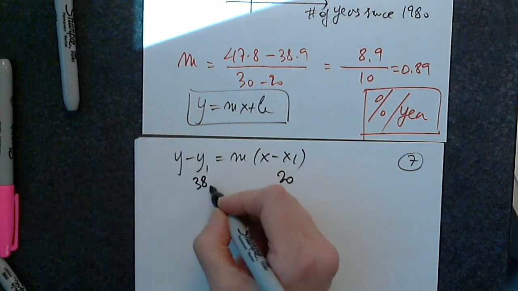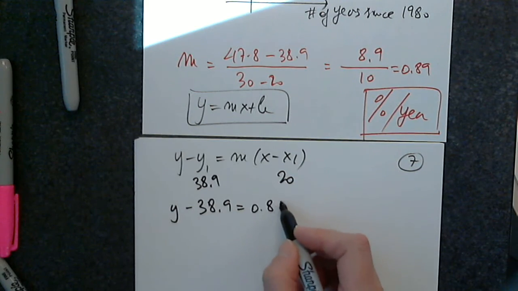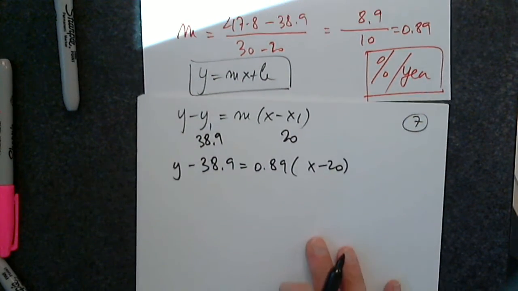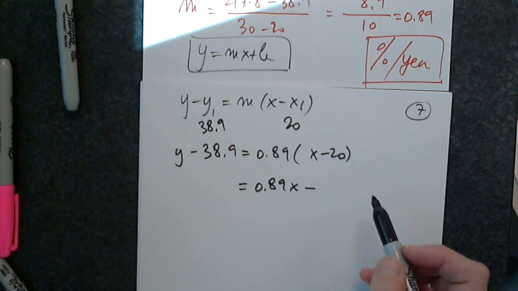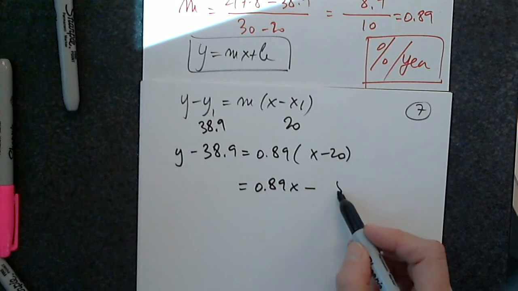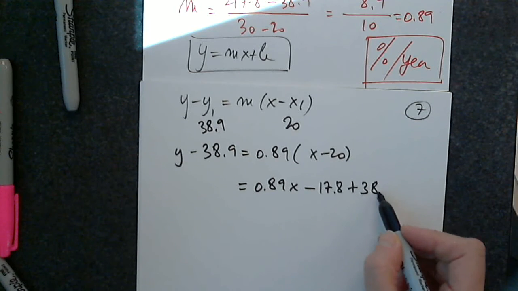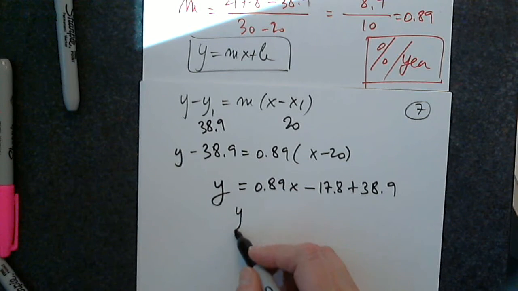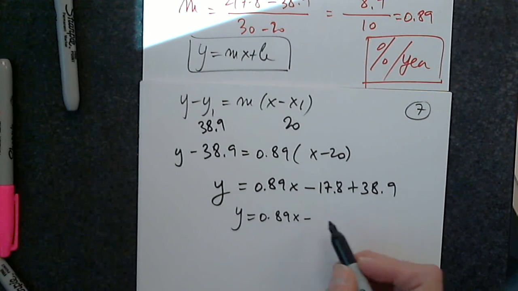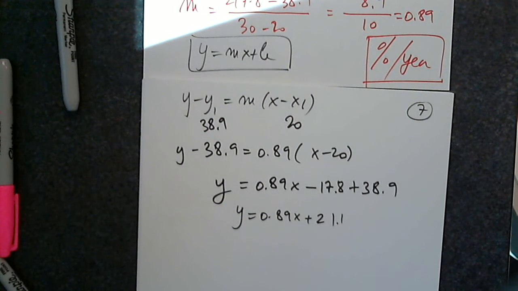20 comma 38.9. So y minus 38.9 equals the slope 0.89 times x minus 20. So this is 0.89x minus 17.8 and then plus 38.9. So then y equals 0.89x plus, I think it's 21.1. Please correct me if I'm wrong at any point in time.